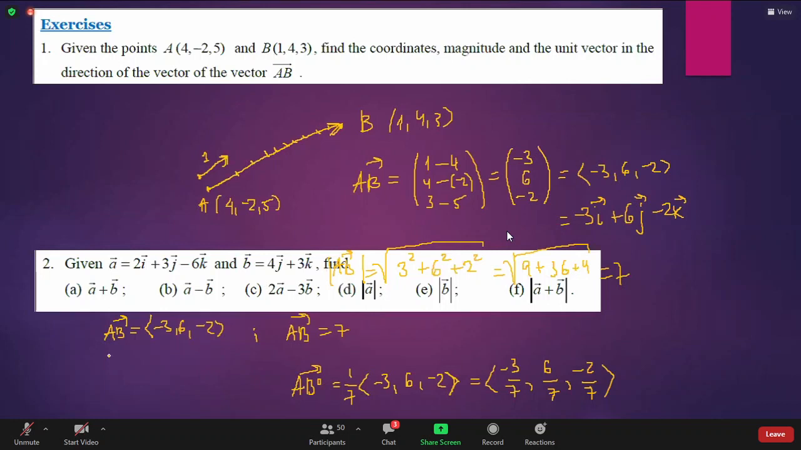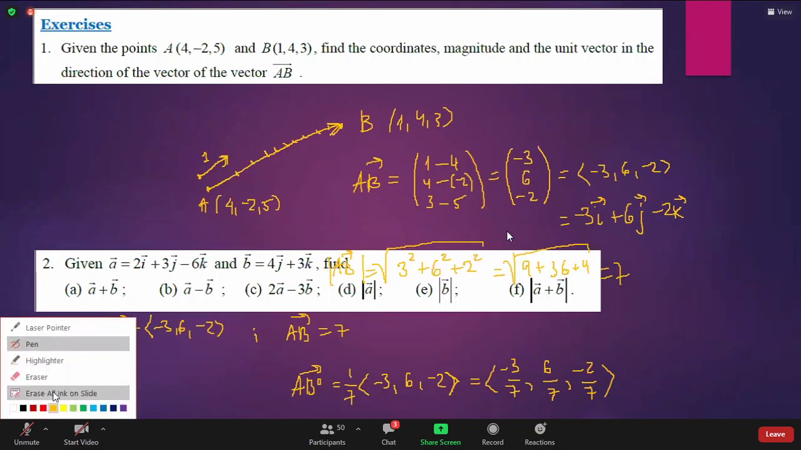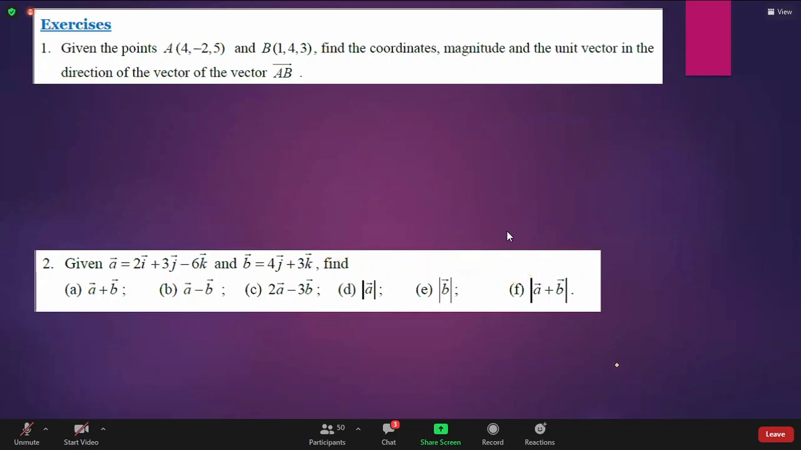Next, all right. Okay, I hope I can erase this first part because that was the very basic things.